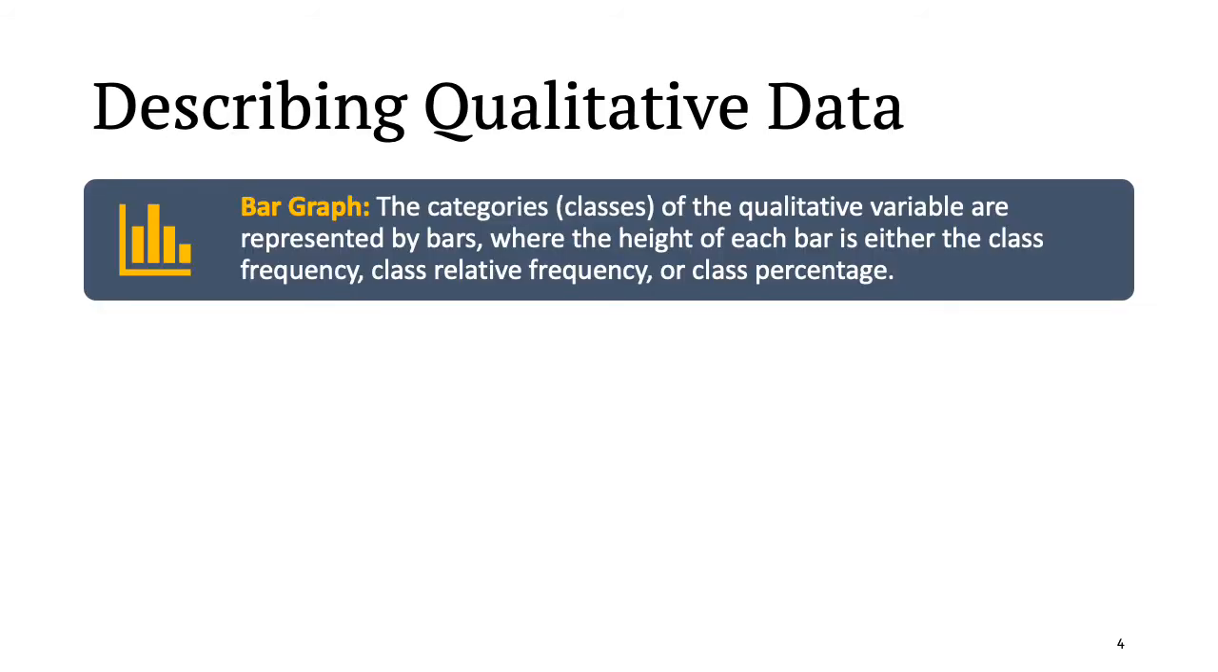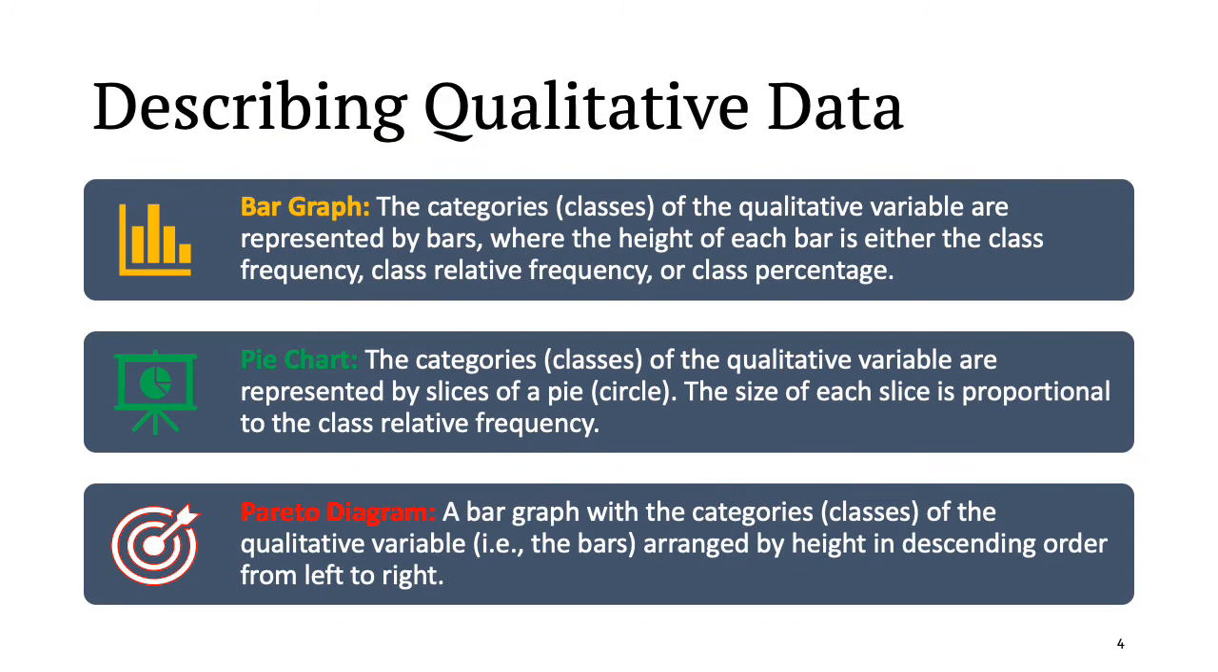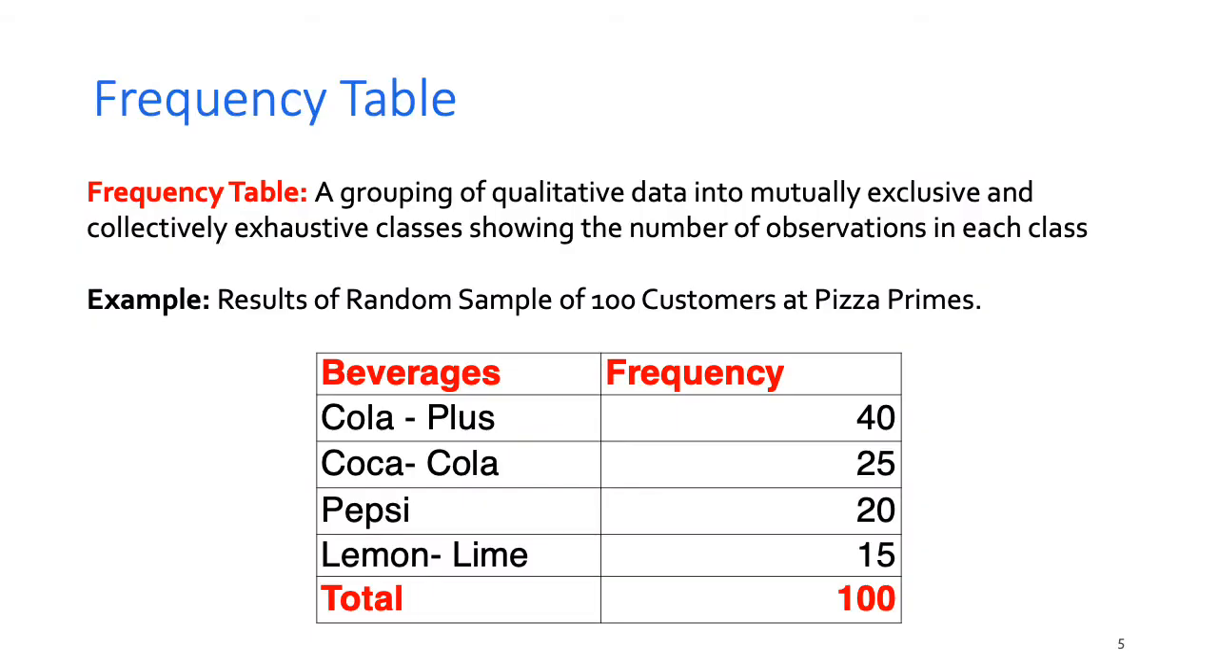Describing qualitative data. So we'll be using bar charts, pie charts, and a Pareto diagram to look at different types of qualitative data. Let's start with a frequency table. A frequency table is a grouping of qualitative data into mutually exclusive and collectively exhaustive classes, showing the number of observations in each class. Let's think of this as an example.